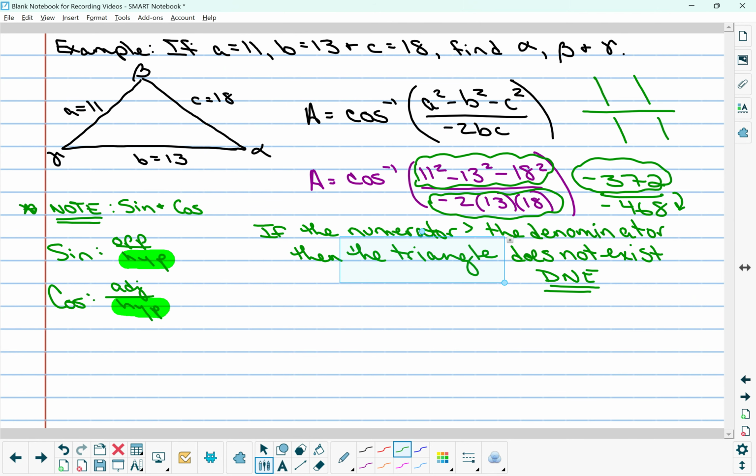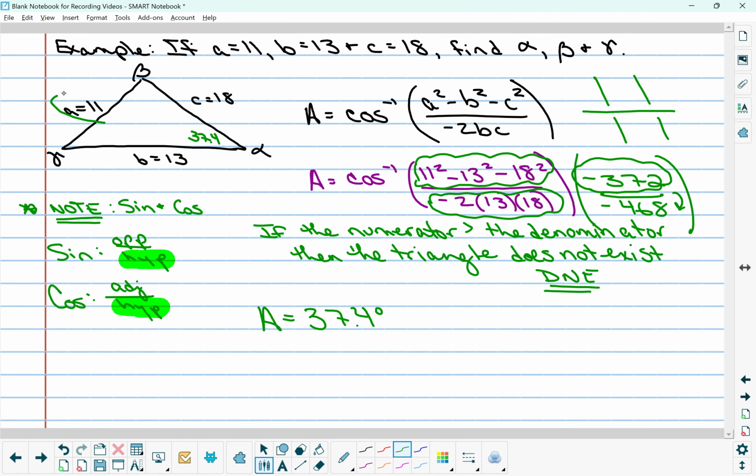Okay. And if I put those in, I now put in inverse cosine, and in the parentheses, in my inverse cosine, I put negative 372 over negative 468. I get A equals 37.4 degrees. Oops, I was going to put 34.7. Hold on, I need an eraser. 37.4. Okay, so that's this guy. So 37.4. And now we can go back and do law of sines.